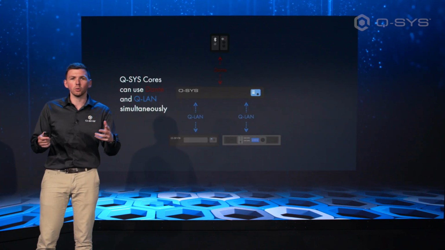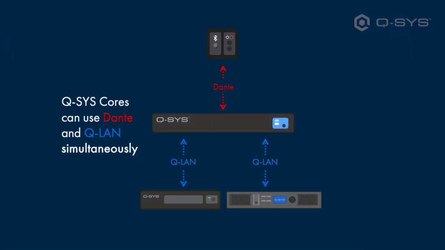It's kind of bilingual, so it's doing Dante to a device at the same time that it's doing QLAN to other devices, and you can do those on separate networks if you want, but actually, let's say that we're doing them on the same network.